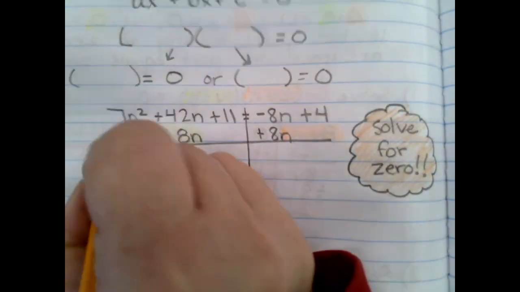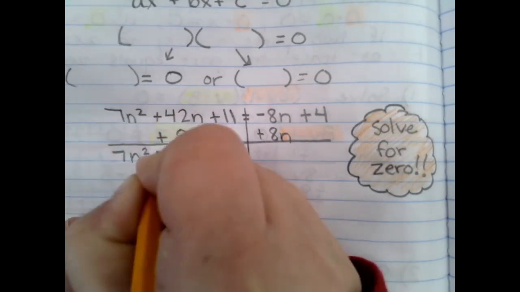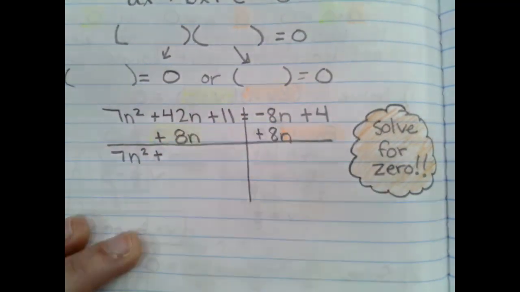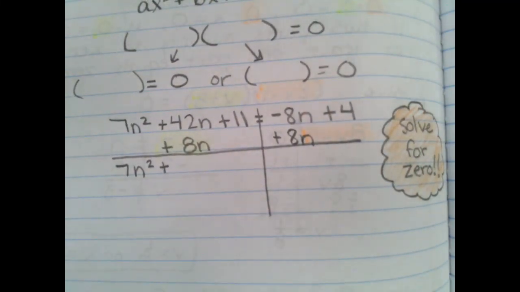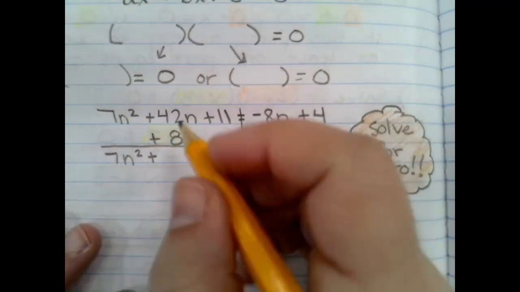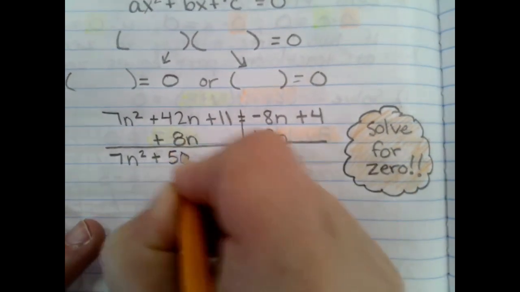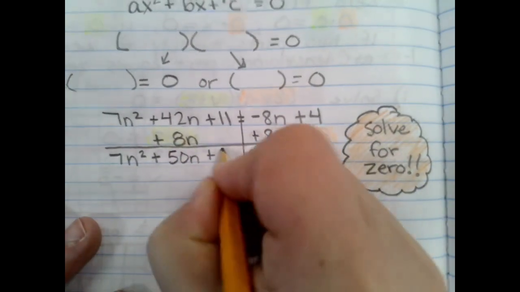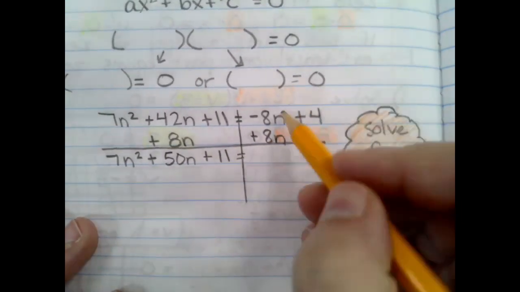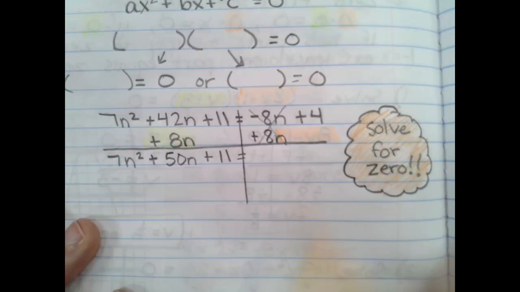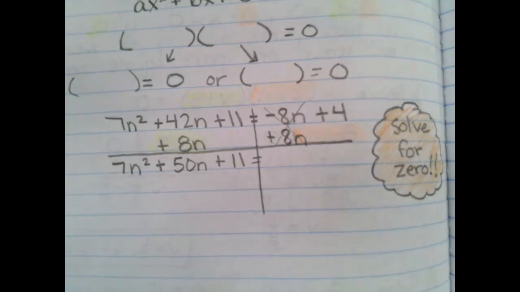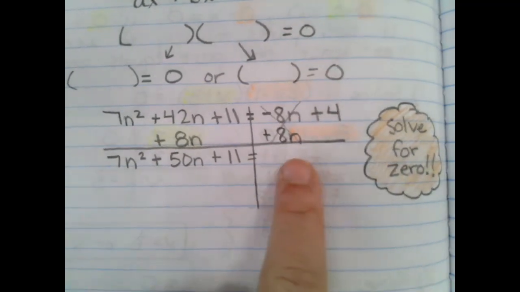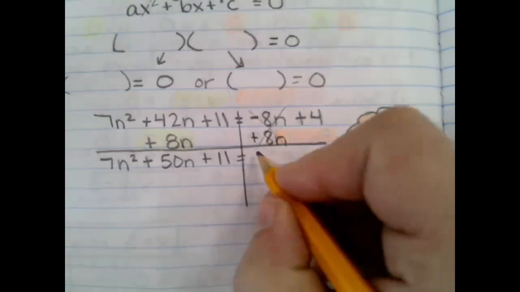So now we're left with a 7n squared still, plus, and we can combine these n's, those like terms. So 42n and 8n together. How many n's would that be? 50n. Plus 11. On this side, if it helps you to just lightly cross out those 8n's, some people like to show that we got rid of it. What do I have on the right side still? 4.